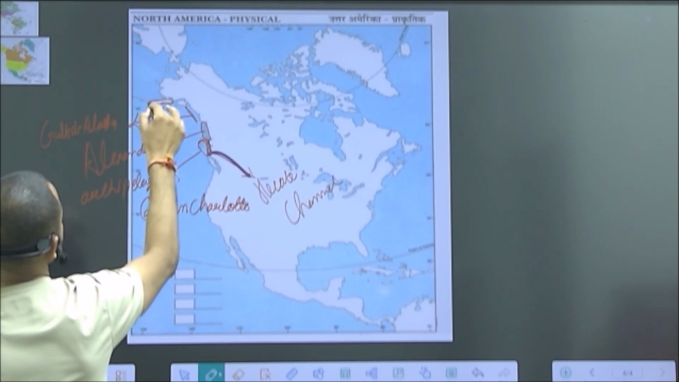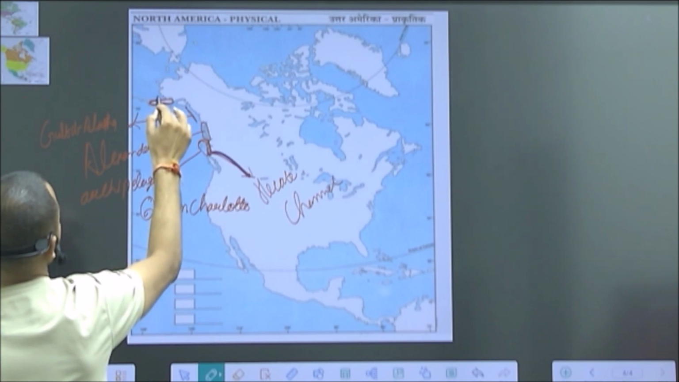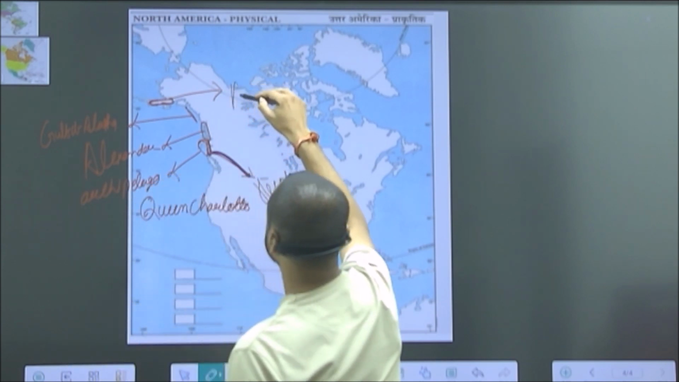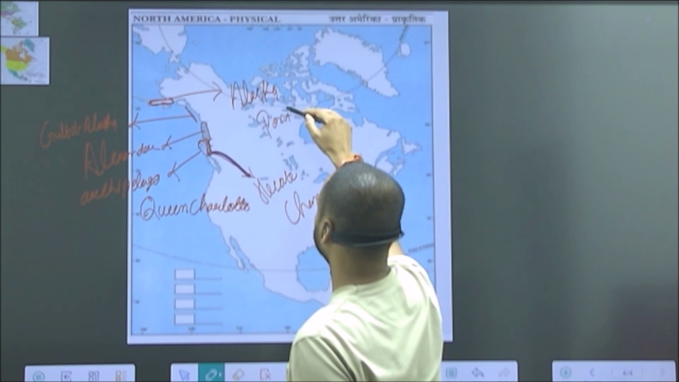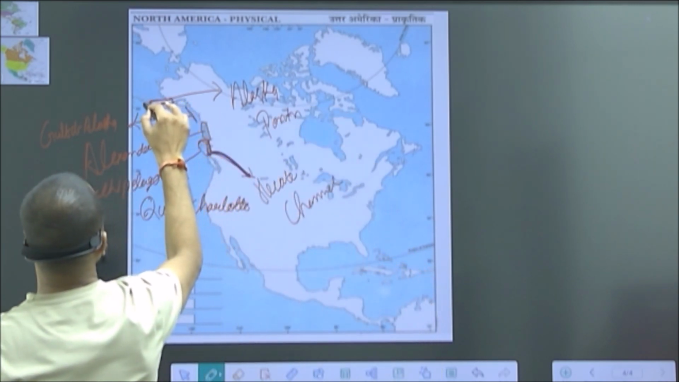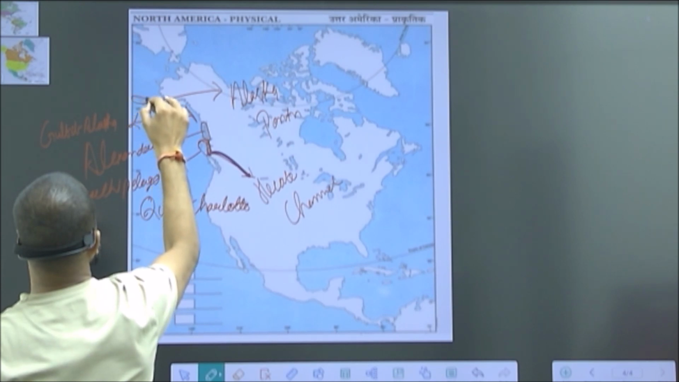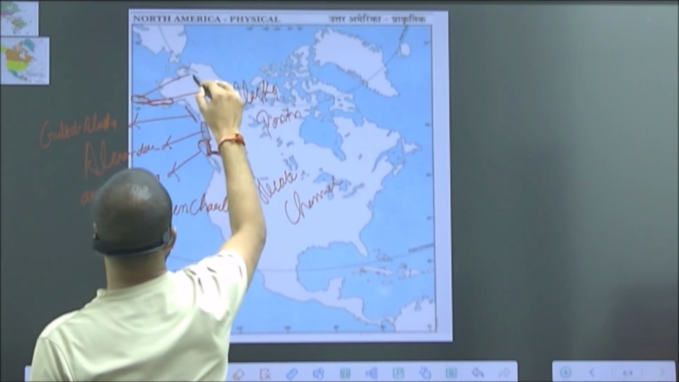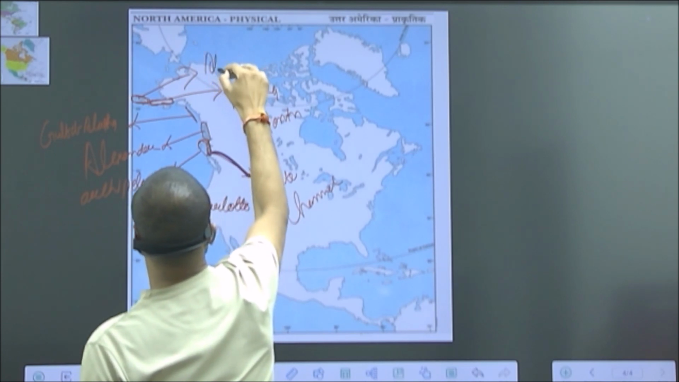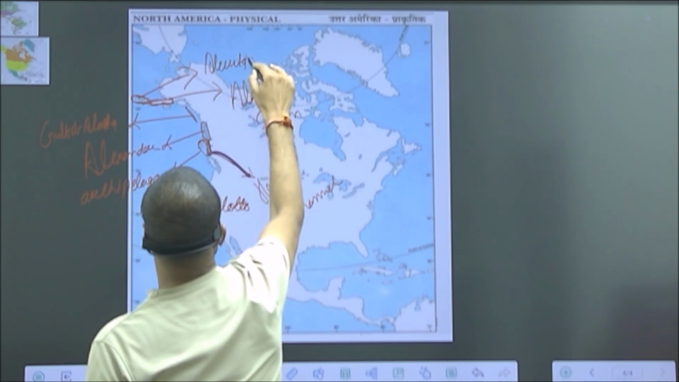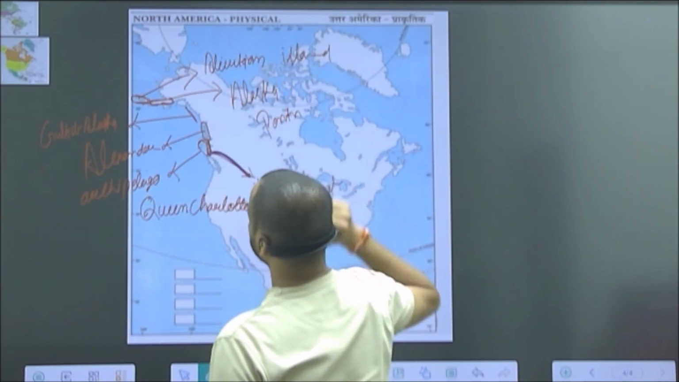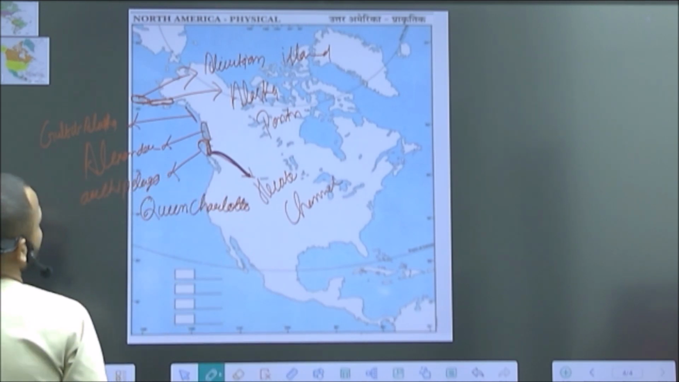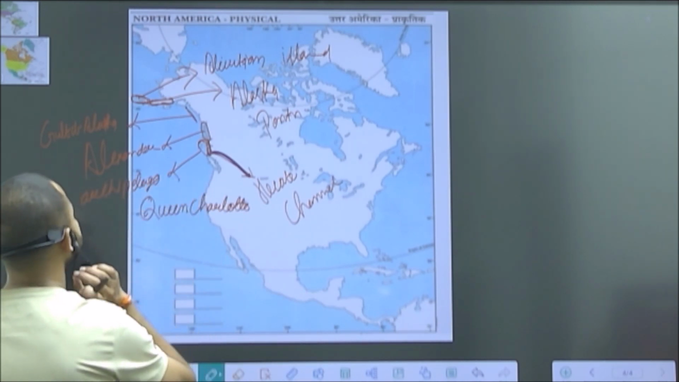It is known as Alaska Peninsula. This group of islands is called Aleutian Islands. So I hope you have understood about these regions.